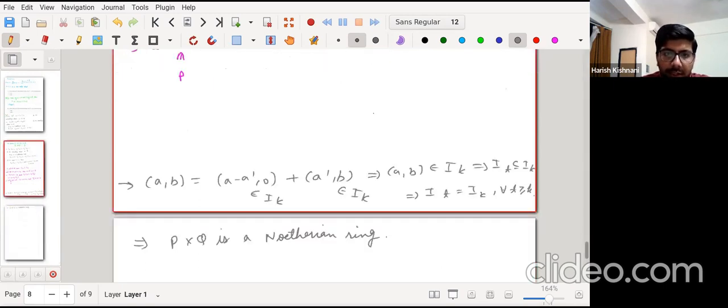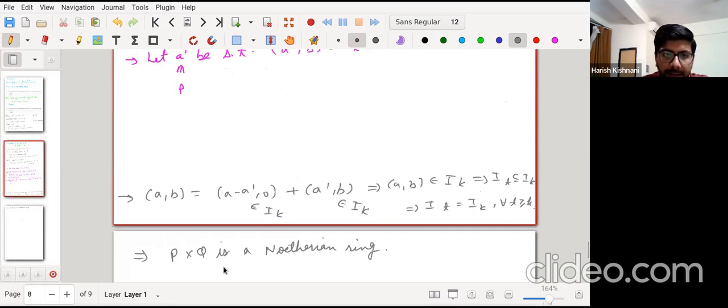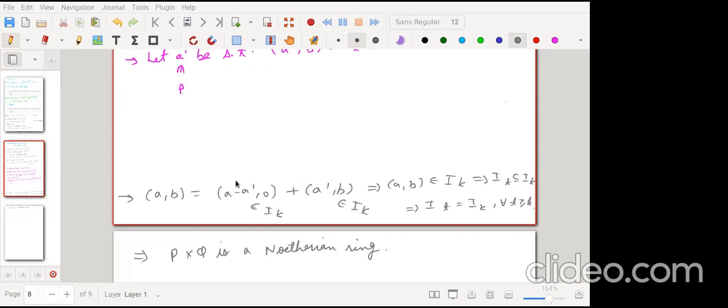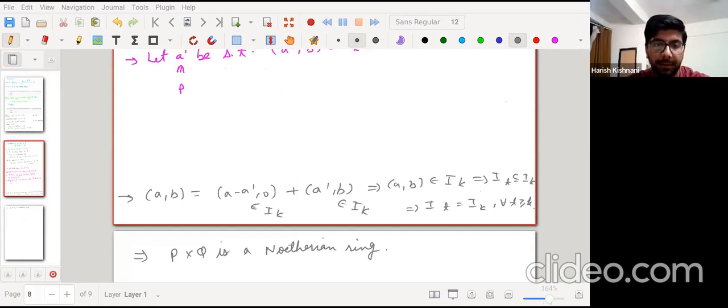Okay, so modulo this observation that A minus A dash comma 0 is inside IK, we are done, right? Yes, sir. Okay, so now let's see how we can prove that this is inside IK.